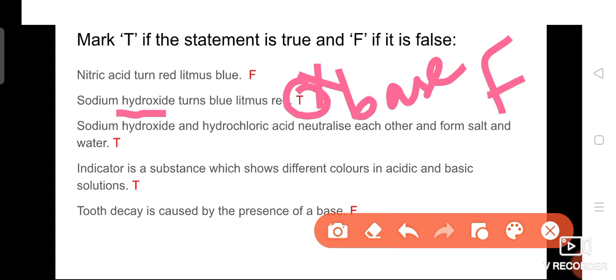Next, tooth decay is caused by the presence of a base. False. Because tooth decay is due to bacteria, and bacteria produce organic acids. Because of that acid only, tooth decay will be formed. Here, instead of acid, base is given. So it is totally false.